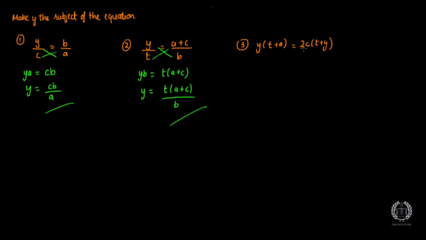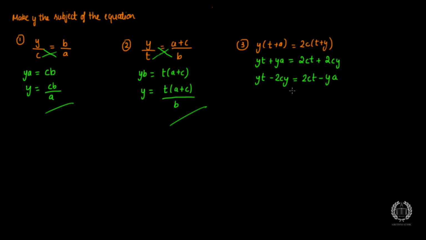Now for this one, because we want y and we can see y on both sides of the equation, let's expand first. So that's going to be yt and then y times a, ya is equals to now 2c times t, just 2ct, plus 2c times y, 2cy. Remember, because we want to make y the subject, we want all the y terms on the left hand side. So yt stays here. This 2cy now comes to the left hand side, which becomes minus 2cy. Okay, remember, because it's a plus, you move it to the other side, the sign changes. Keep the 2ct here. Bring the ya to the other side, becomes minus ya.